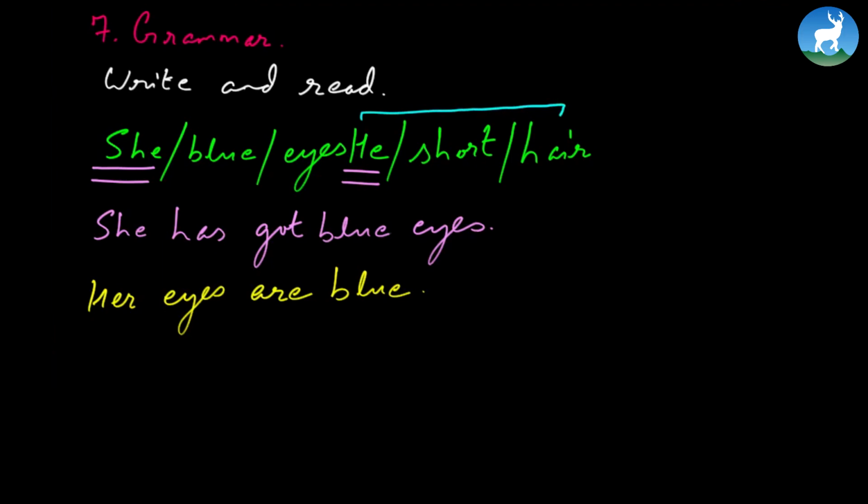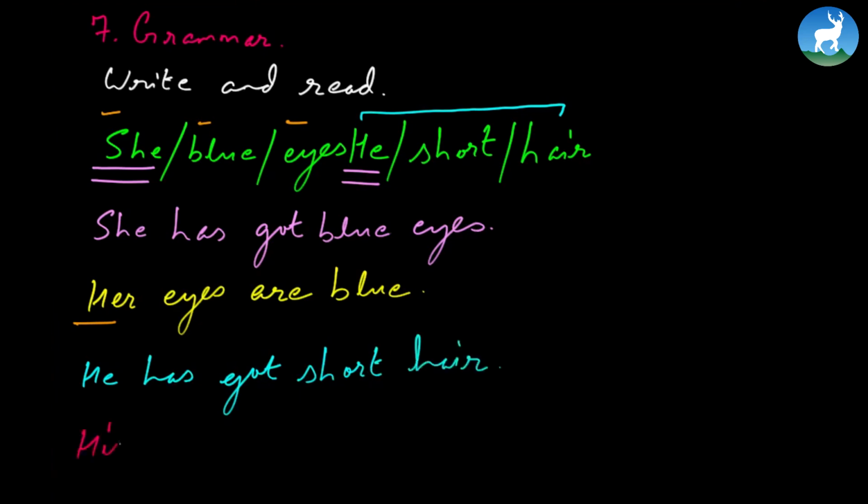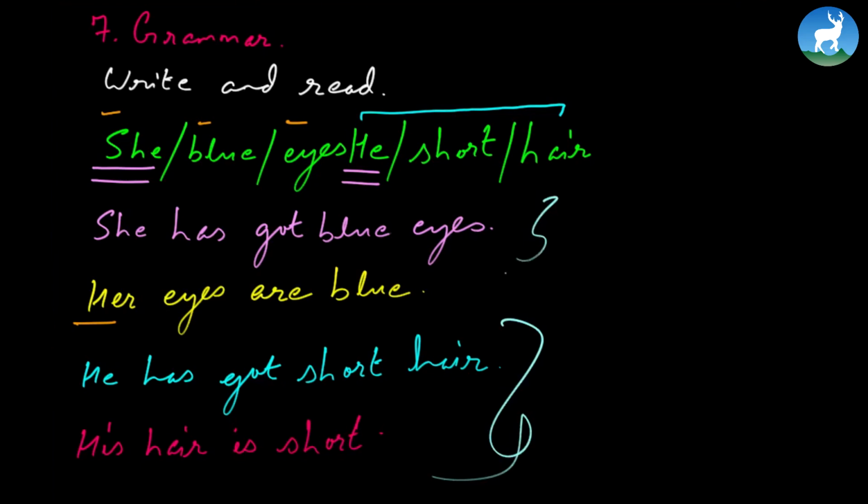Now the first two sentences are made from these jumbled words. The first part, she, blue, eyes. So she has got blue eyes. Or rather, to say the same thing in another way, her eyes are blue. So it just means the same. So now coming to he, what do you think you can write? He has got short hair. And secondly, his hair is short. So the same thing we've written in two different ways. All right. And these jumbled up words, we've turned into a sentence which makes sense.